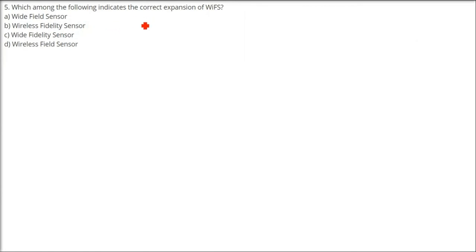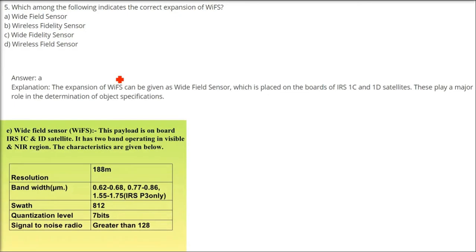Which of the following indicates the correct expansion of WiFS? WiFS is what? Wide field sensor. Wide field sensor, WiFS. So the answer is A. This A you can correct. So this is the expansion, wide field sensor, and IRS-1C, 1D. These two satellites are already non-functional now. But these WiFS were there. So just to know what WiFS was, you need to know.